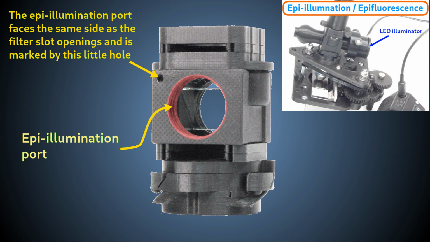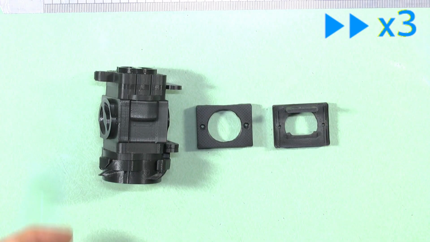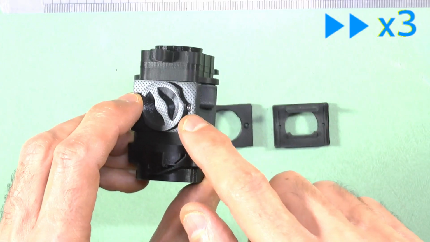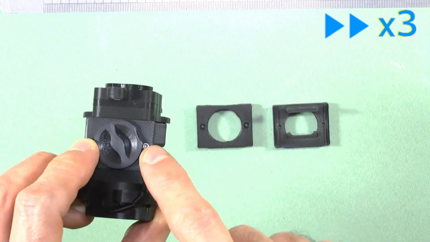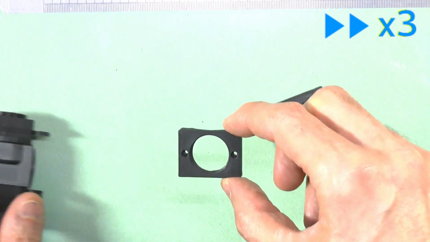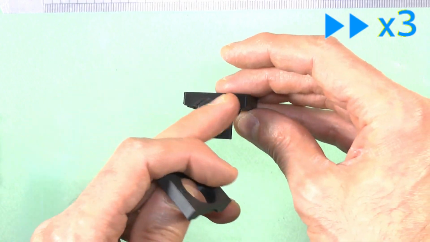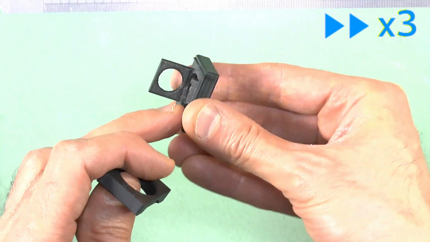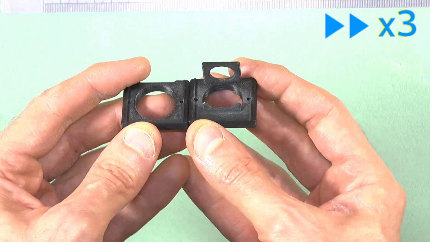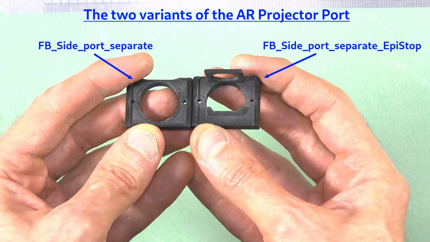However, there is an important optional upgrade required to the Advanced Filter Block to improve its performance in reflected light microscopy. This upgrade is simple to do. It only requires replacing the detachable augmented reality projector port cover with a modified version of that cover, which includes light blocking extensions, which I call the Epi-stop.